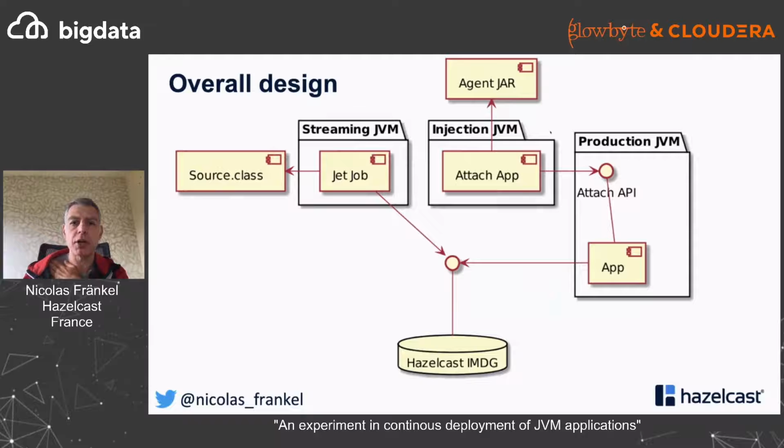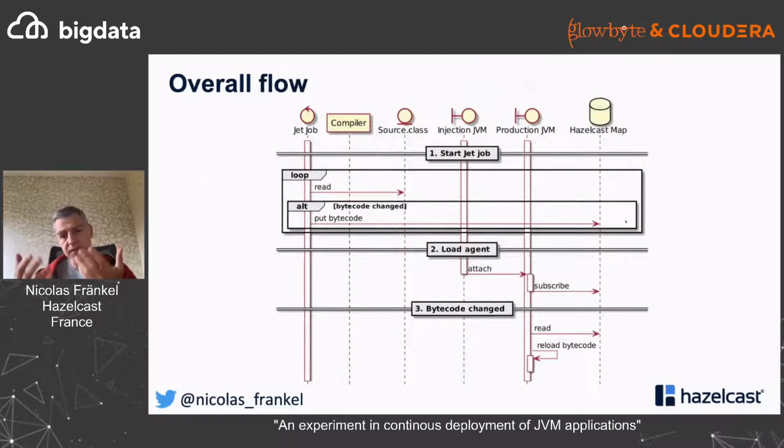And this agent jar will make this app, that was completely oblivious to what happened here, aware of it. And then as soon as there is a change, it will subscribe to the map. And as soon as there is a change, it will redefine the class that is running. So that was the static view.